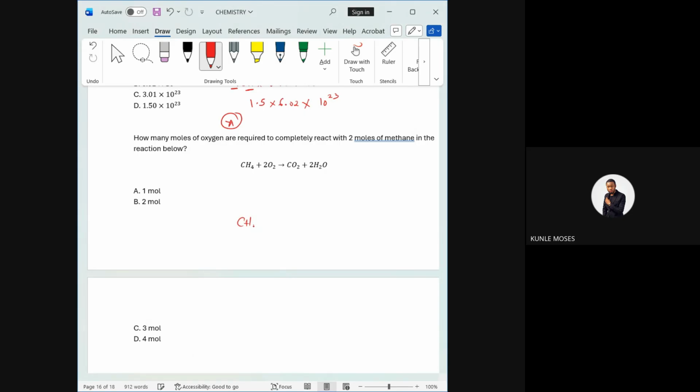Sorry, my system is hanging. I won't be able to write effectively. CH4. Carbon is 12. Hydrogen is 4. Is that not 16? Number of moles times molar mass, that's 2 times 16 now. The answer should be 32. Who got 32 here? Let me check.